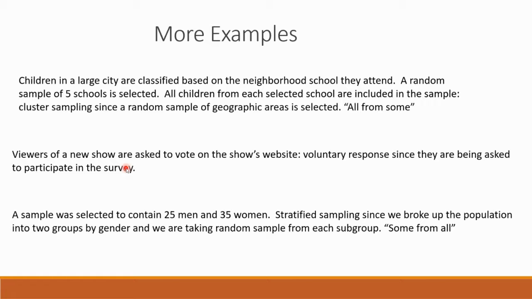Good. All right. Here's another one where, let's say, a sample has 25 men and 35 women. This would be stratified, right? They're breaking up the population by gender, and they're taking some from both genders. Some from all, stratified sampling.